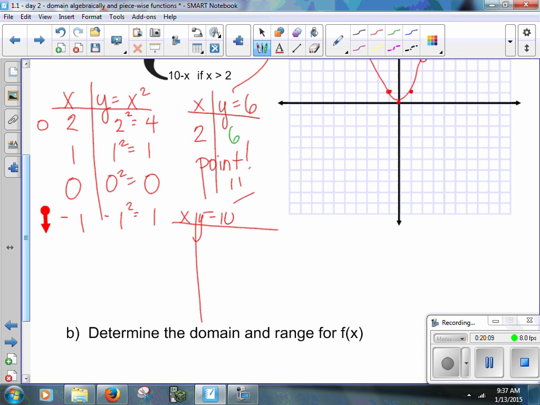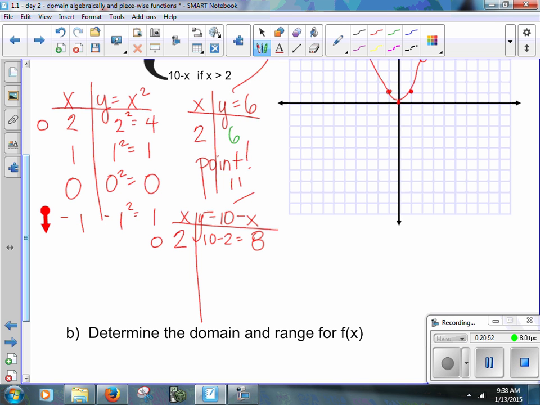Third piece: 10 minus x. Where do I start for this one? Put a 2. Will it be an open or a closed circle? Open. What's my next x value? You plug it in and give me the y value. 10 minus 2 is 8, you're right.